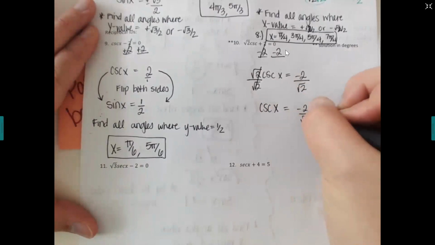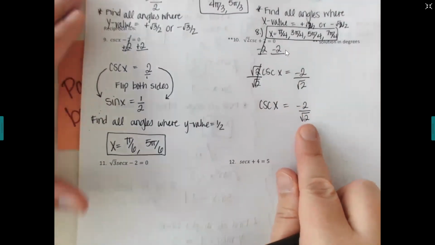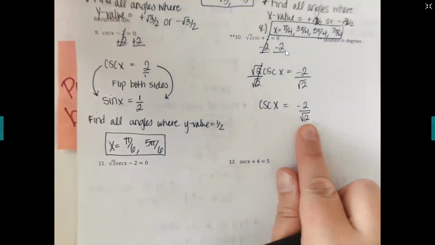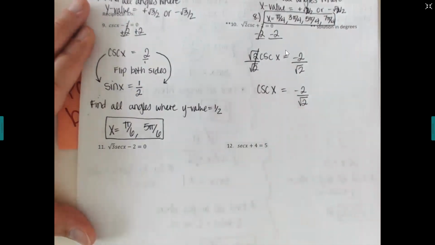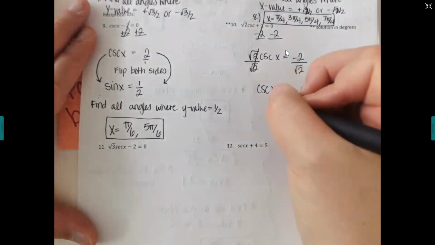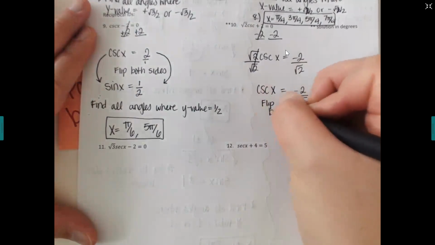Very good. Now, normally, this would be a rule break. Why is it not gonna end up breaking a rule? Because if I flip both sides, this square root on the bottom is not gonna be a problem when it flips to the top. Does that make sense? So cosecant, I'm gonna flip both sides.